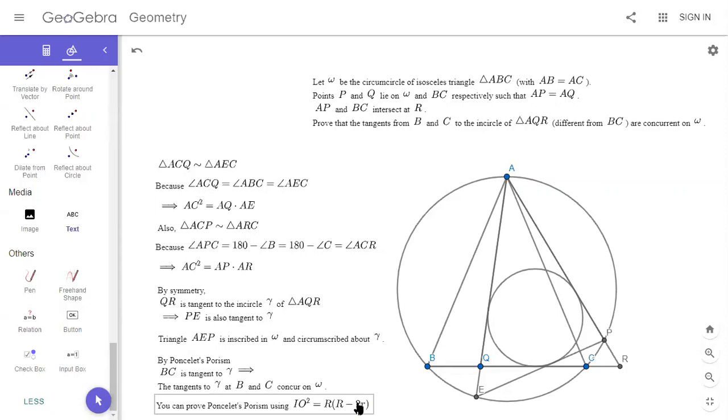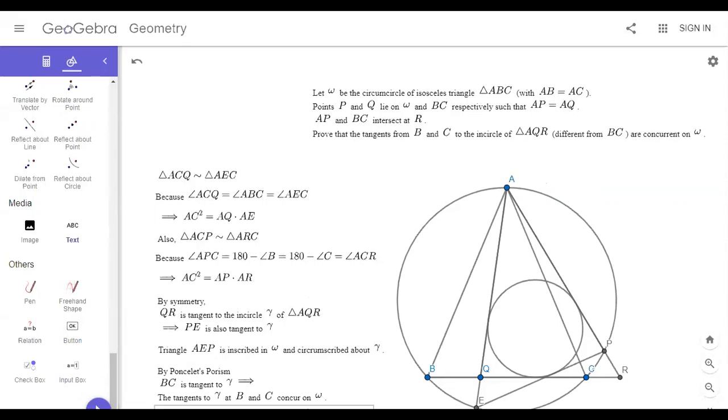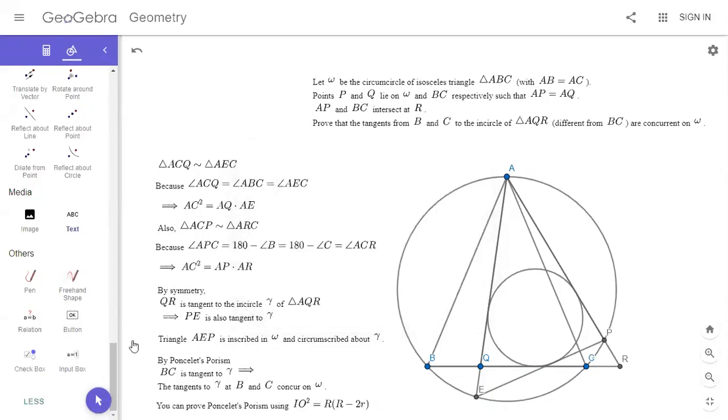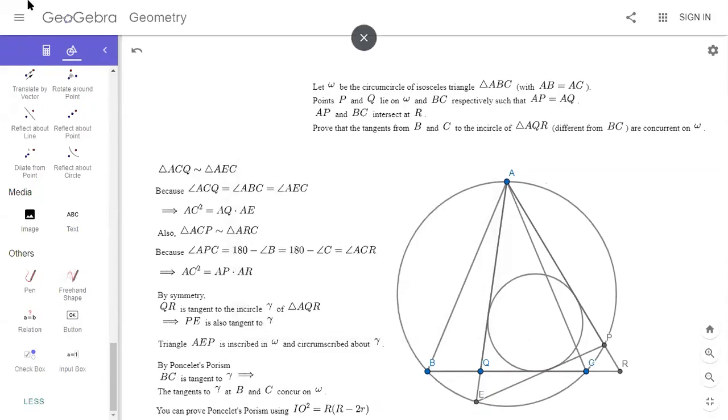I ran team selection test as a bunch of problems that use Poncelet. Interesting. All right, so I'm going to move on to the next problem. We've spent a while on this. Hold on just a sec.